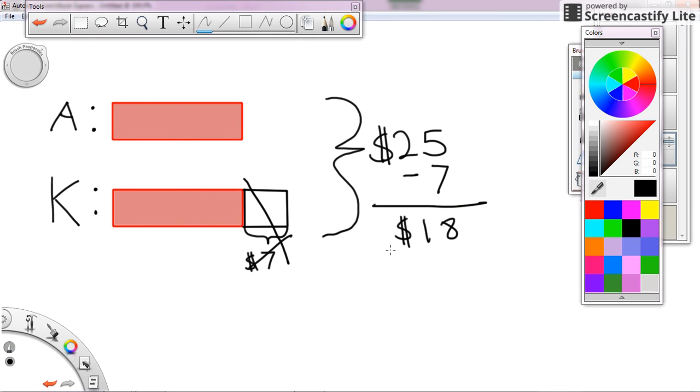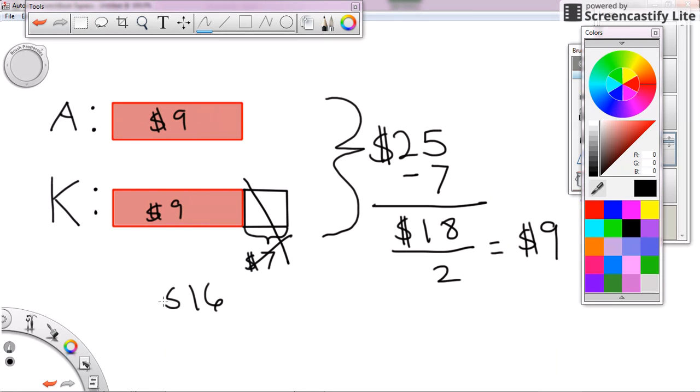Well, I'll take 18 and we'll divide by 2. That means that in the red box, which is Alex's money, he has $9. And Cambria must have seven more dollars in that, so Cambria would have 9 plus 7, which is $16. So Cambria has $16 and Alex has $9. I hope that helped.